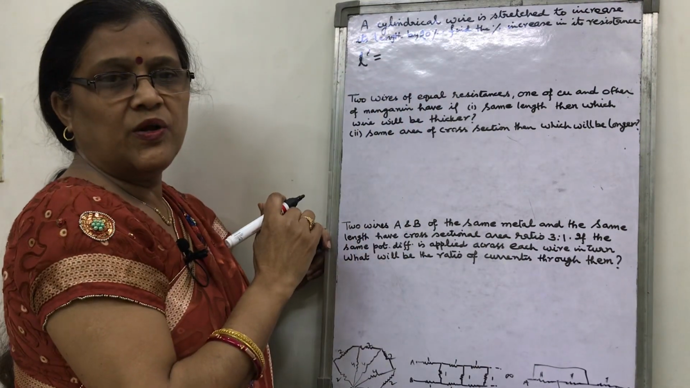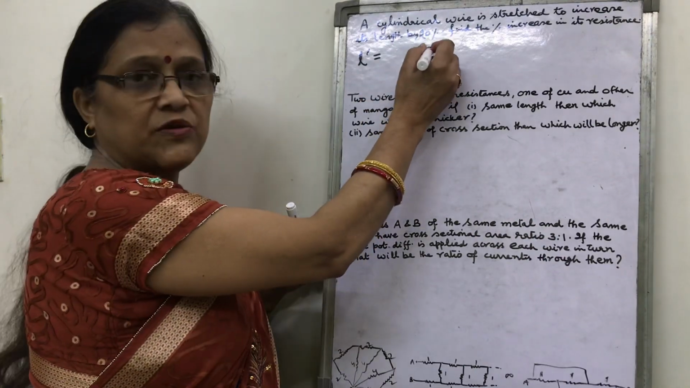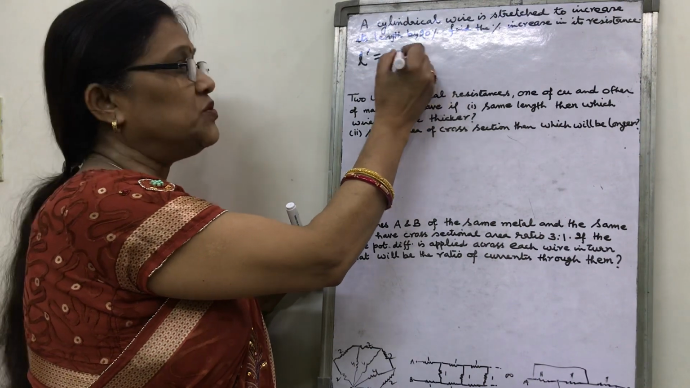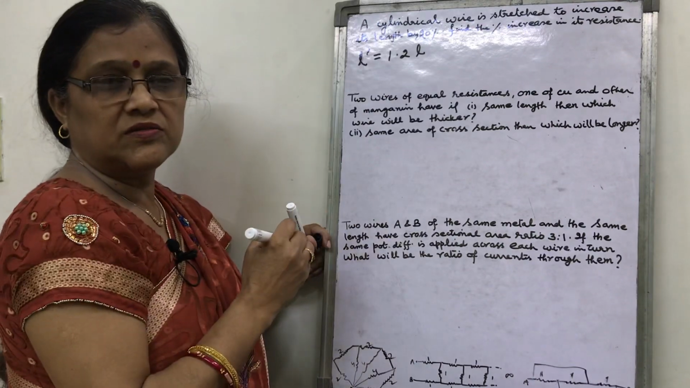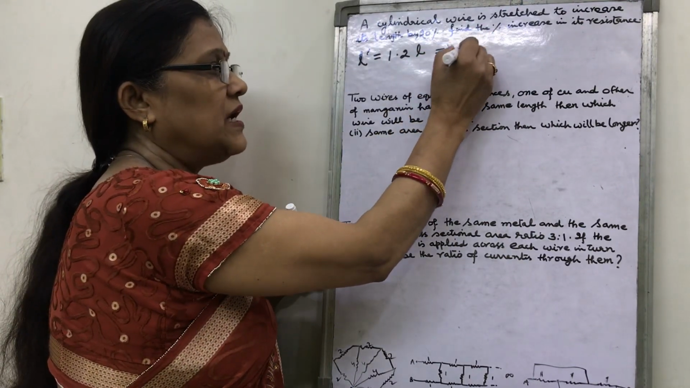How much will L dash become? 20% means 1/5 of the length will increase, that is 0.2. So this will become 1.2 L. This implies that L dash upon L is 1.2.